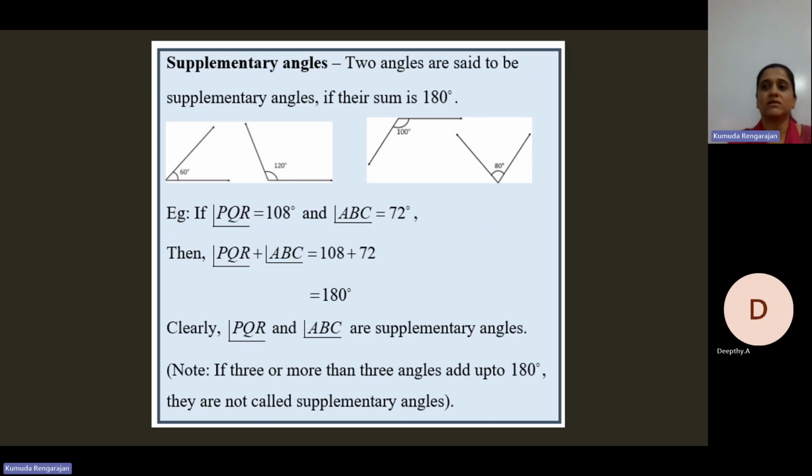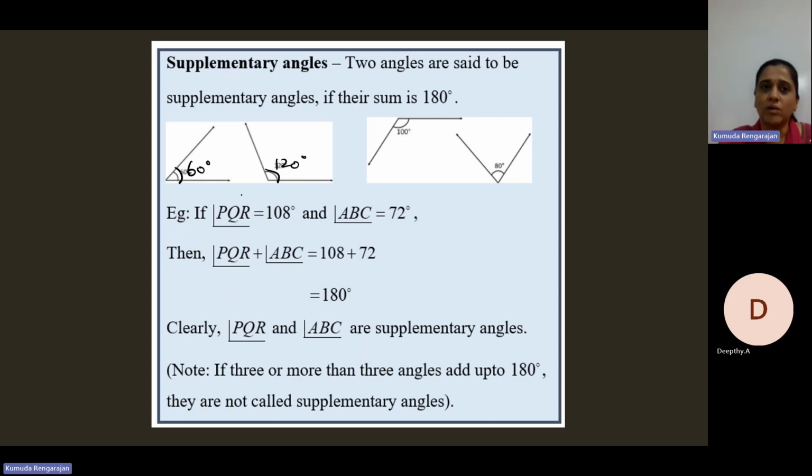Supplementary angles. Two angles are said to be supplementary angles if their sum is 180 degrees. You can see here 60 degrees, 120 degrees. 120 plus 60 is 180 degrees. So the two angles are supplementary.